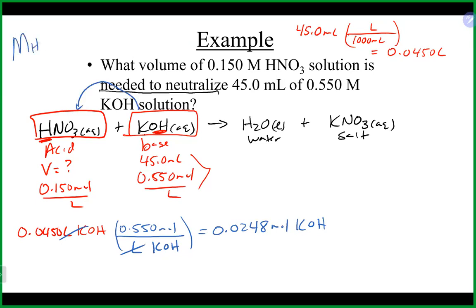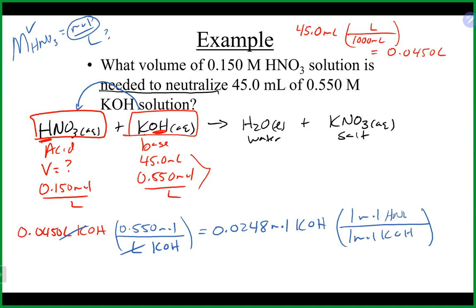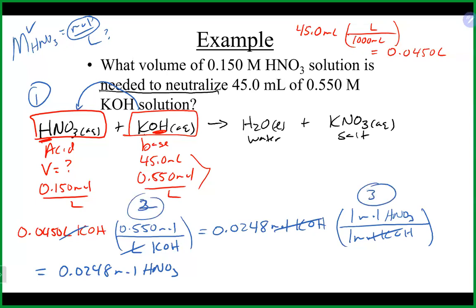Now that we have the moles of KOH, again, we really need the moles of our nitric acid, because if we look at the molarity of our nitric acid, we're looking for the volume. We have the molarity, so we do need to use stoichiometry to get to the moles so that we can get to the liters. So now we'll use our one-to-one relationship. 1 mole of KOH is 1 mole of HNO3. The moles will cancel. 0.0248 moles of nitric acid.